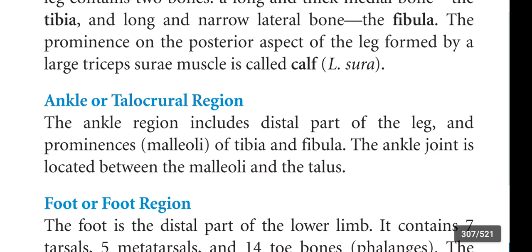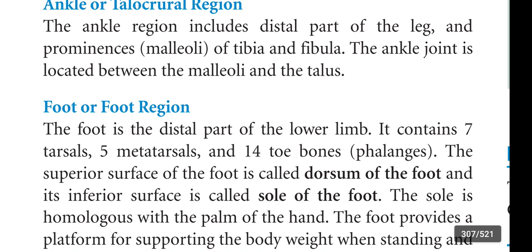Once again, the ankle region includes the distal part of the leg and prominences of the tibia and fibula. These prominences are the malleoli. The ankle joint is located between the malleoli and the talus.